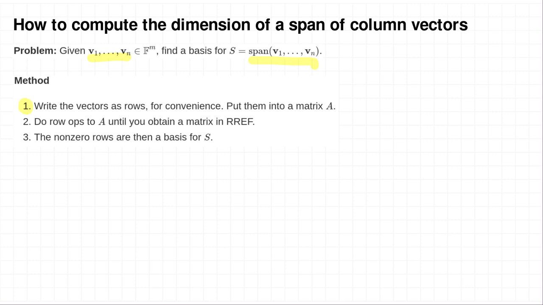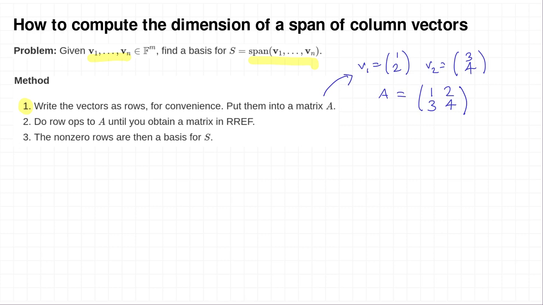So to explain what's going on here, if your vectors were v1 equal to 1, 2, and v2 equal to 3, 4, then the matrix A you would form would have as its first row v1 transposed, 1, 2, and its second row would be the entries of v2, so 3, 4. So that's what's going on with step one.